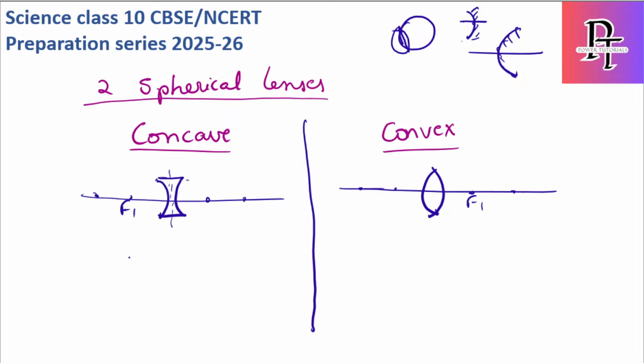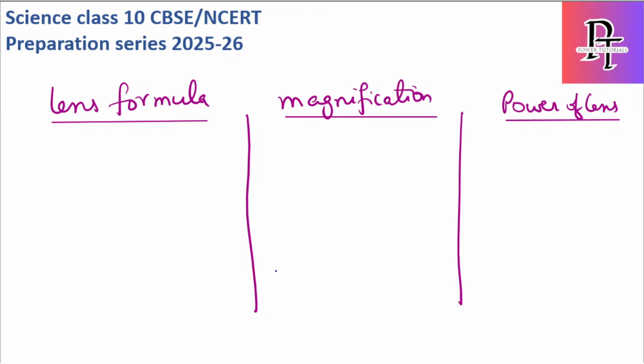So this way, for concave the focal length is considered negative, whereas for convex lens the focal length is always considered positive. This is very important, and this is the same with respect to mirrors as well. Concave mirror focal length negative, convex mirror focal length positive. Hope till here it is fine, because from now we are going to study the formulas related to it, and then we are going to start the PYQs as well.